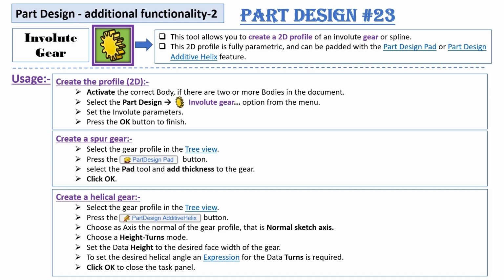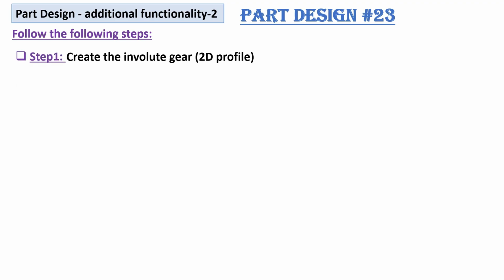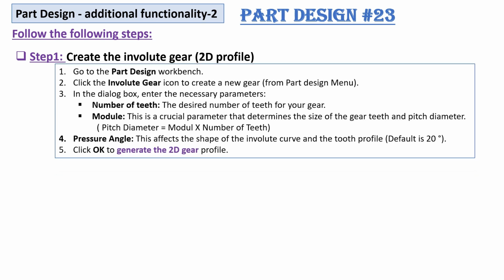Helical gears are similar to Spur gears, except that the gear's teeth are at an angle with the axis of the gears. Here, you find the way to invoke the part design Involute gear tool and the steps to create Spur gears and the Helical gears.